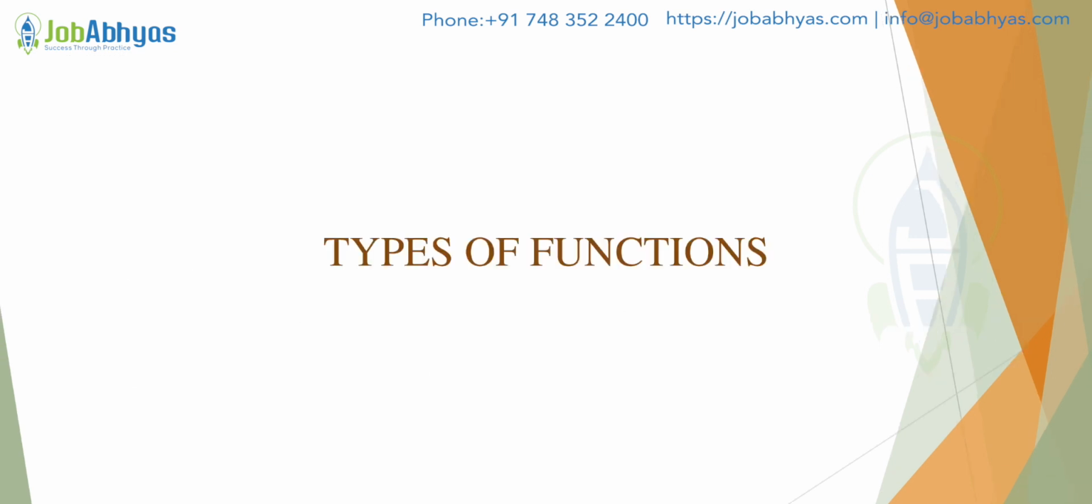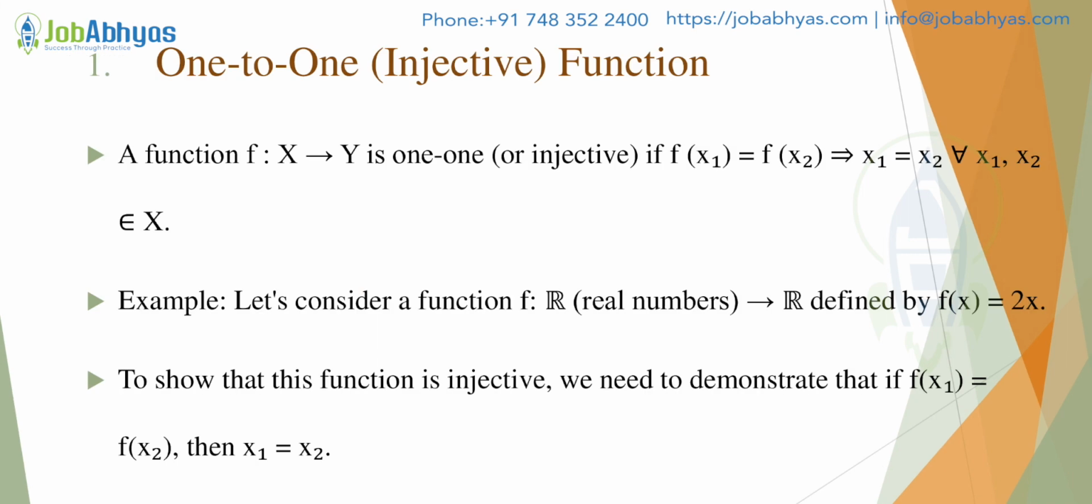Next is types of functions. First one is one-to-one or injective function. A function f from X to Y is one-one, or we can say it's an injective function, if f of x1 is equal to f of x2 implies x1 is equal to x2 for all x1 and x2 elements of X.